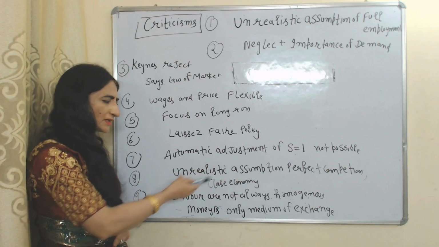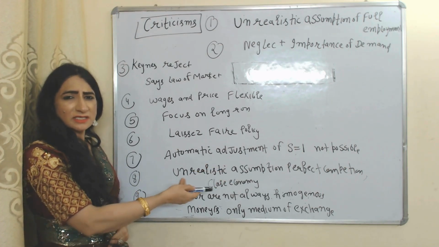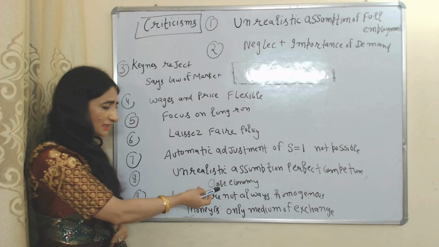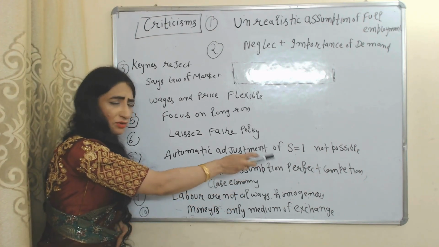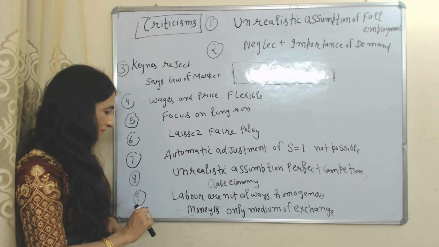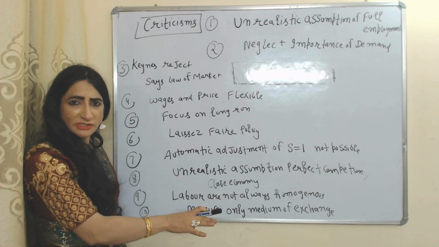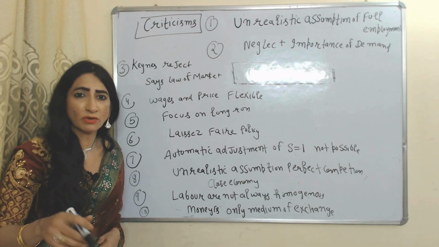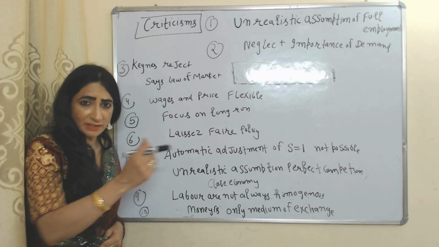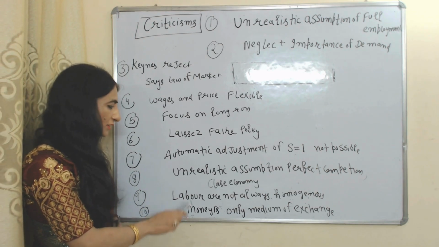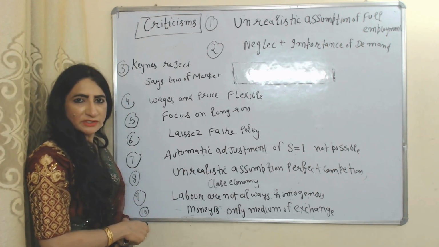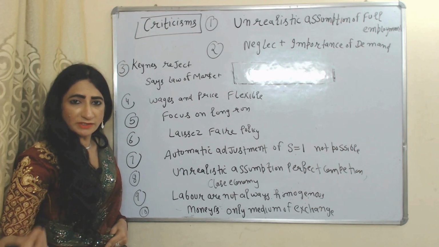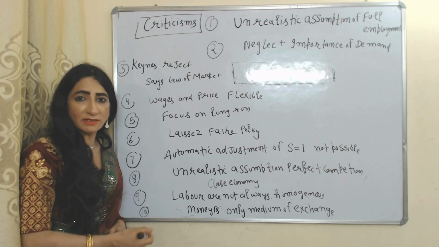Unrealistic assumption of perfect competition and closed economy. This theory is based on the unrealistic assumption of perfect competition and a closed economy. International trade is also very important, and there is not always perfect competition in the economy. Labor is not always homogeneous. This theory believes labor is homogeneous, but labor is not always homogeneous. There is a difference in the ability of laborers. And according to this theory, money is only a medium of exchange, but Keynes criticizes that money is not only a medium of exchange. Money actually impacts our real output.